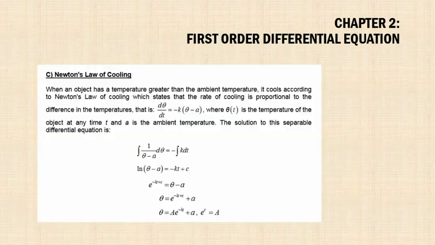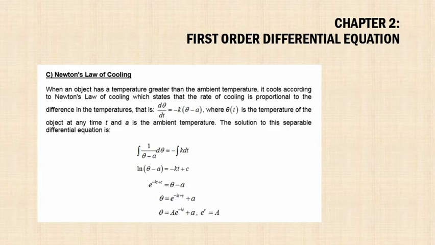Okay, now we look at Newton's law of cooling. When an object has a temperature greater than the ambient temperature, it cools according to Newton's law of cooling, which states that the rate of cooling is proportional to the difference in temperature, that is dθ over dt equals negative k times θ minus A, where θ is the temperature of the object at any time t, and A is the ambient temperature.